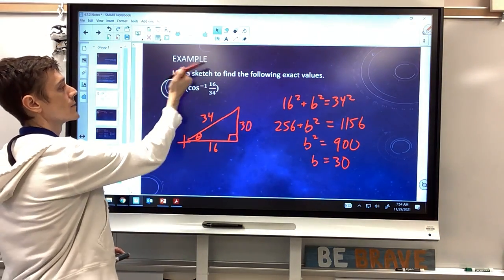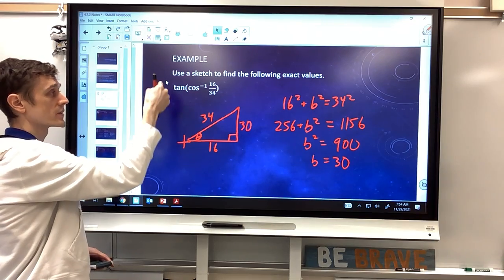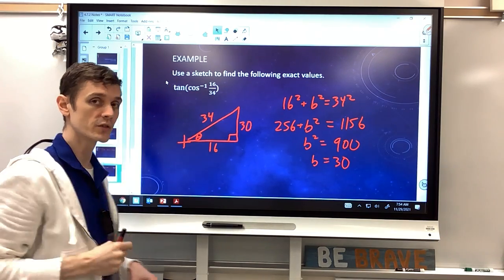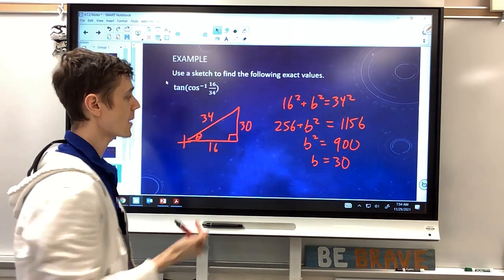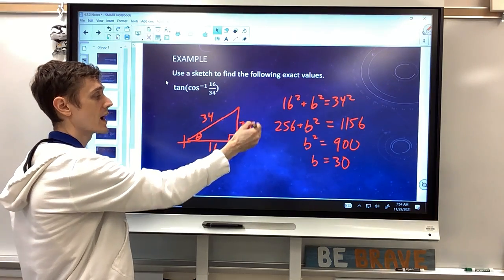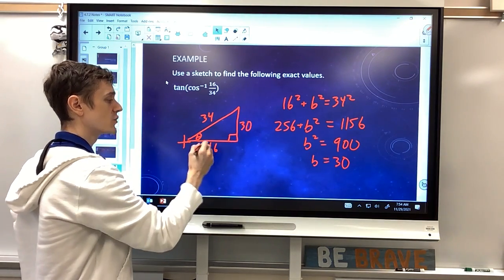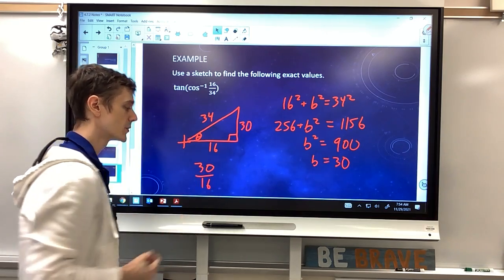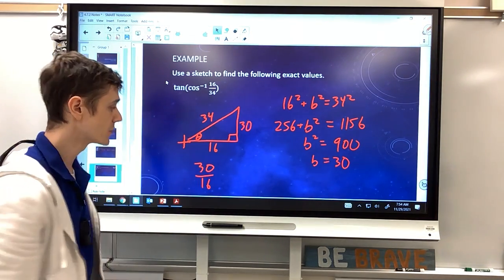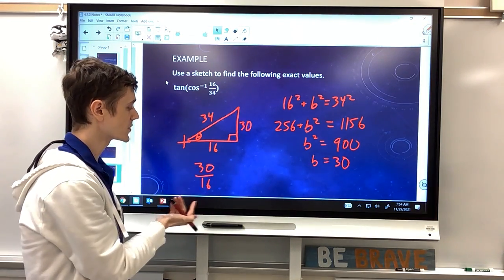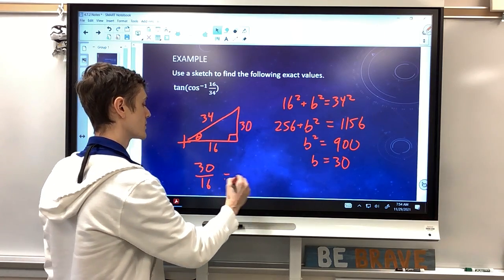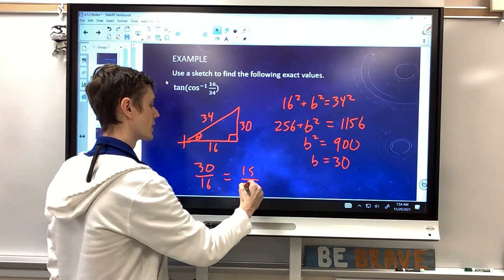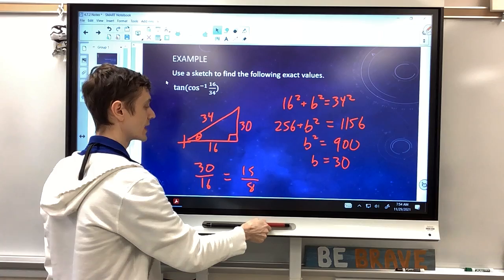Now that I have the triangle drawn, I can come back to what was outside the parentheses. So what is tangent of this triangle? Well, the rule for tangent is the opposite side over the adjacent side. So my opposite side is 30, my adjacent side is 16. And then if you are able to reduce the fraction, you should always try to do that. In this case, both of my numbers are divisible by 2, so I could reduce this to be 15 over 8. And that would be my final answer on that.